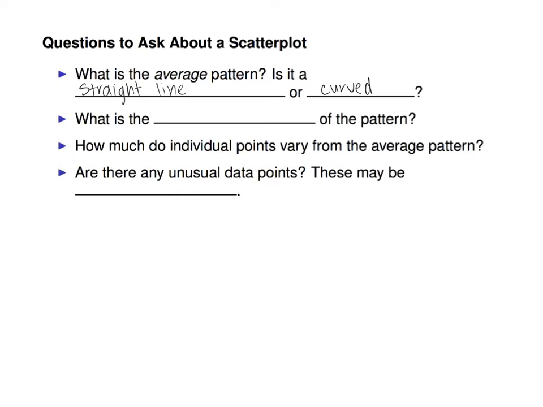The next thing you'd like to ask is, assuming you have a straight line, what is the direction of the pattern? Do the points tend to go up together or down together? Another question to ask is, how much do individual points vary from the average? So how spread out are those points? And are there any unusual points that don't seem to fit with the bulk of the data? These might be something called an outlier.